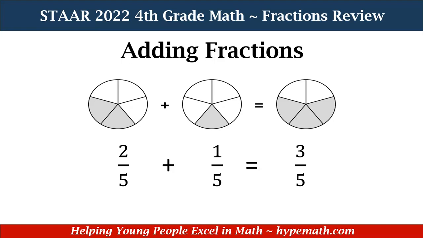For the second circle, there are 5 equal parts again. That is my denominator, and there is 1 part that's shaded. That is 1/5. Since my denominators are the same, for our answer, we are going to keep the denominator, and all we need to do is focus on our numerators. 2 plus 1 is equal to 3, so 3/5 is my answer.